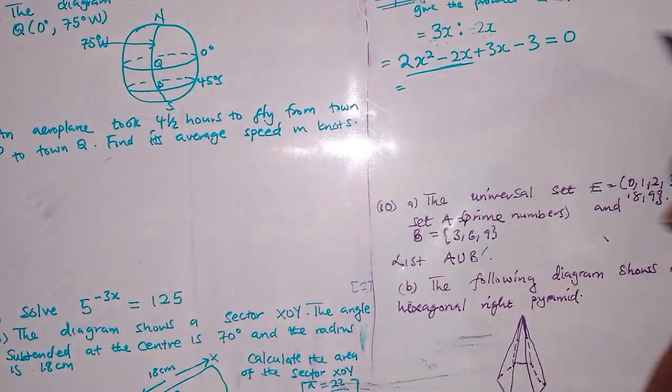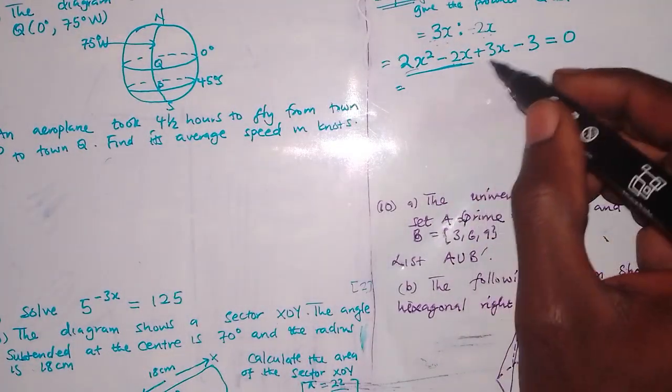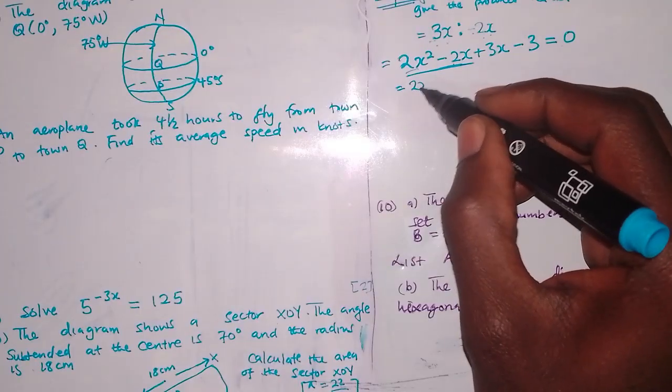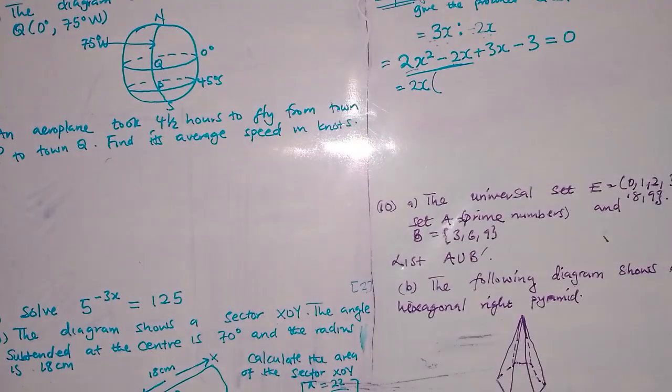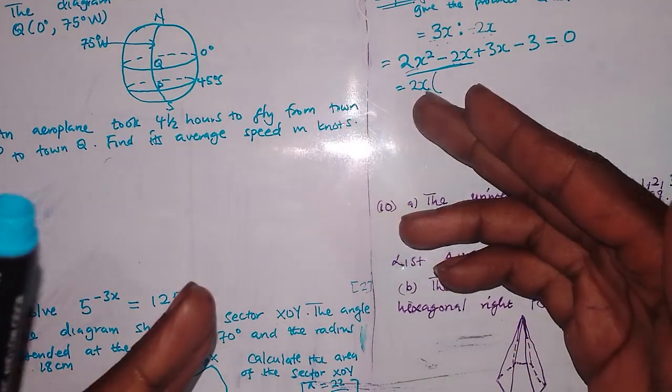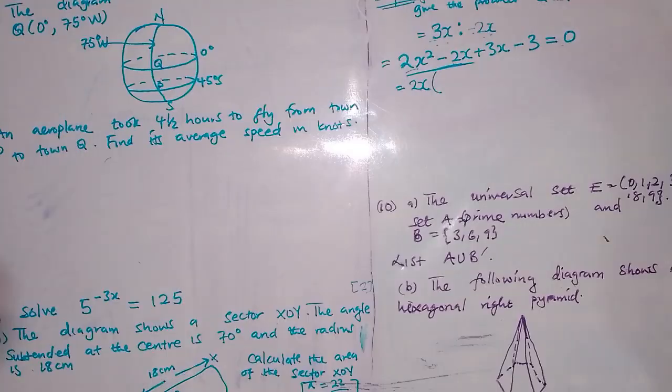So we can see that we have 2x here and 2x here. So we say 2x is common. Then the next step I told you is to do what? Divide now. So you say 2x divided by 2x squared is what?